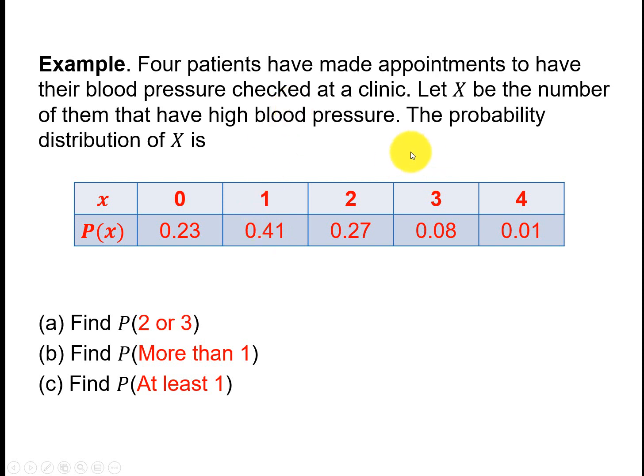For patients making appointments to have their blood pressure checked at a clinic, let X be the number of them that have high blood pressure, and the probability distribution of X is this. So using this table, and using the rules from chapter 5, I would like for you guys to do A, B, and C, and then I'll walk you through it on the Word document.